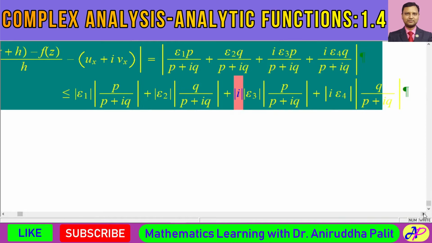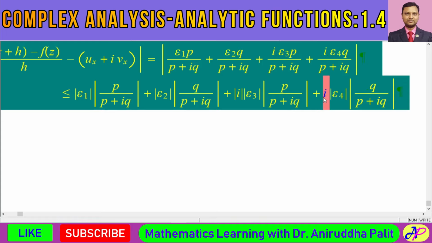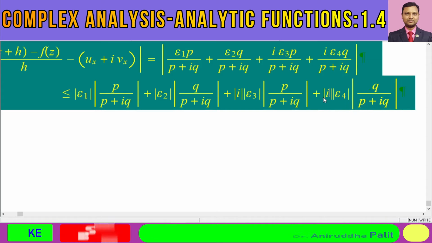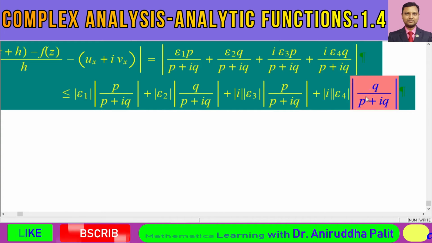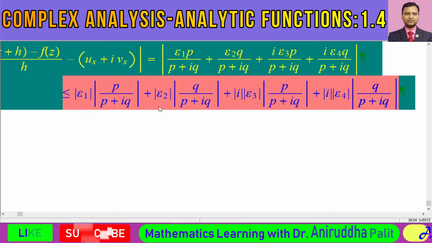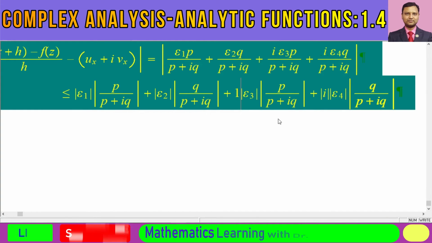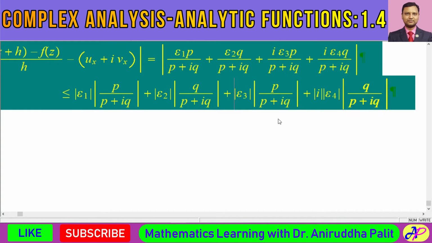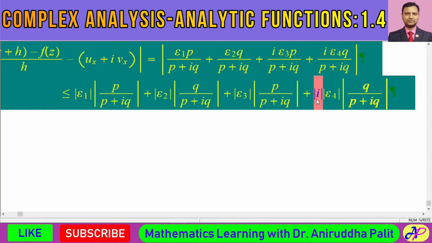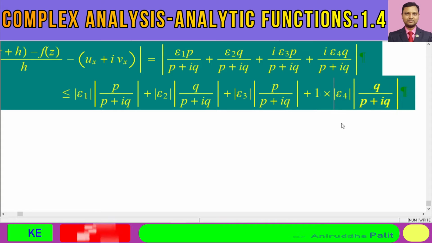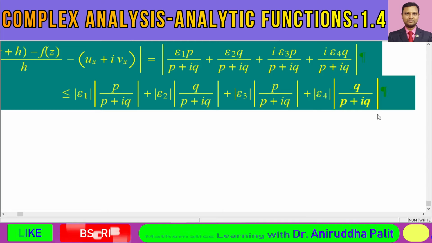Here, similarly, over here, I should write modulus of i into epsilon 4. Again, this modulus of i is equal to 1. So, in place of this kind of expression, I can put modulus of i is equal to 1. So 1 into this kind of expression would remain the same. So we are not writing this extra multiple 1; I'm just skipping this one. So we have this type of expression.